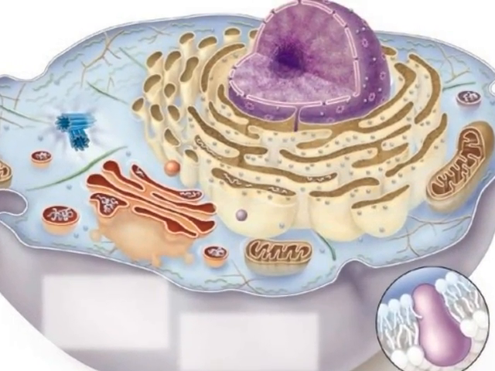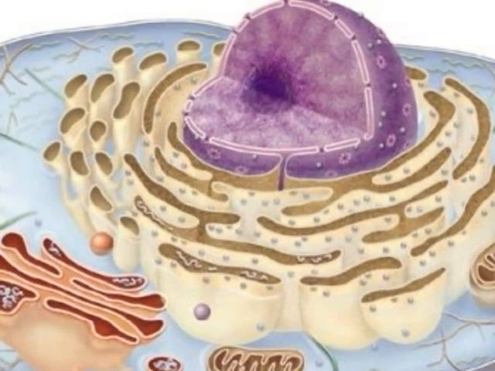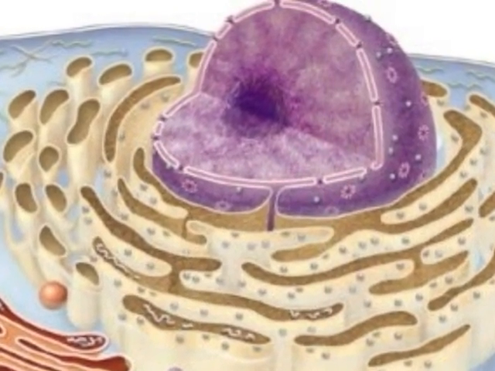From a bit further out, we can see the nuclear envelope. This separates the nucleus from the cytoplasm, keeping the nucleus's contents together.